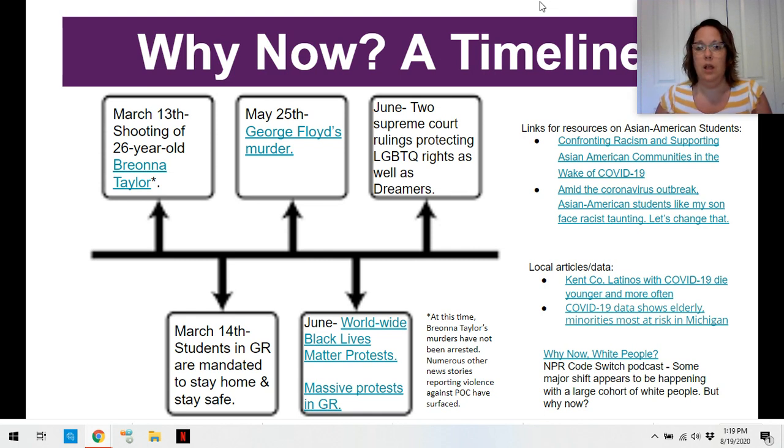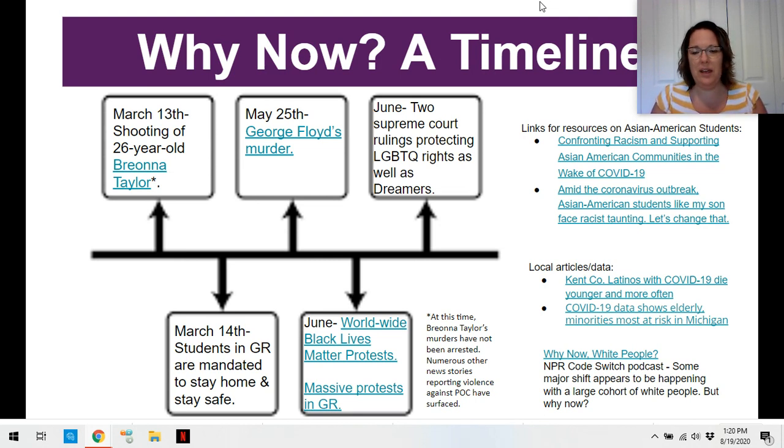And then there are also some local data and articles here about the pandemic and how it's disproportionately affected our Latino and our Black communities in Michigan and in Kent County. We've also given you a link here that says, why now, white people? Because it kind of goes with this timeline of why, even though our country has seen this unrest and people of color have been calling out and crying for this to stop killing Black people, stop the madness.